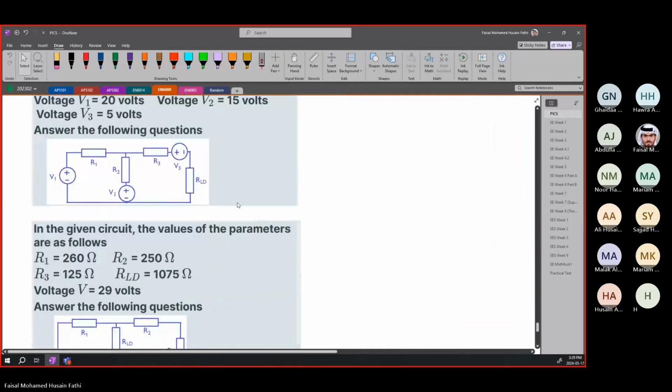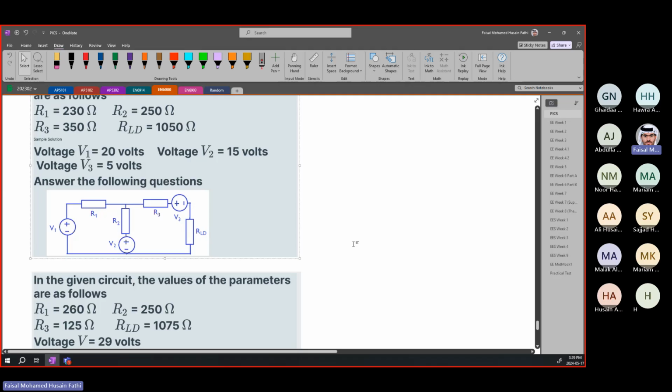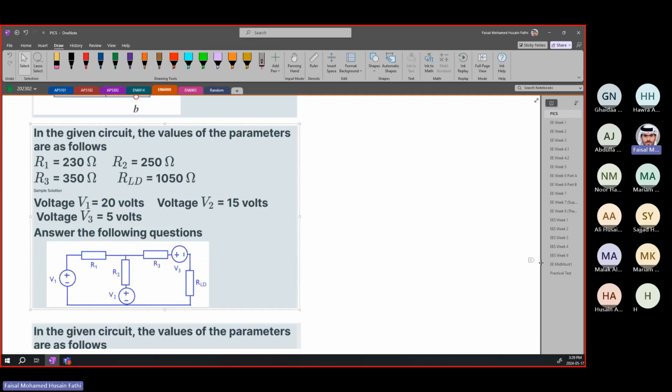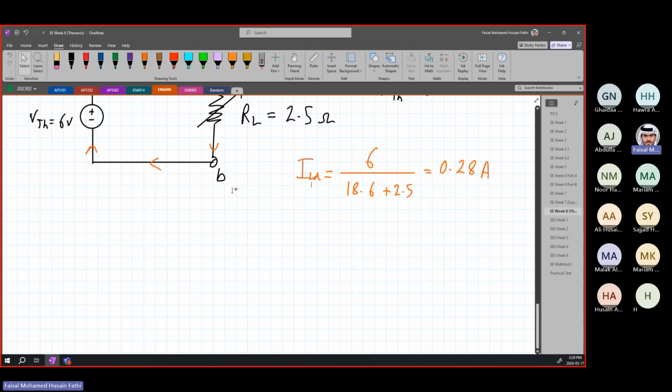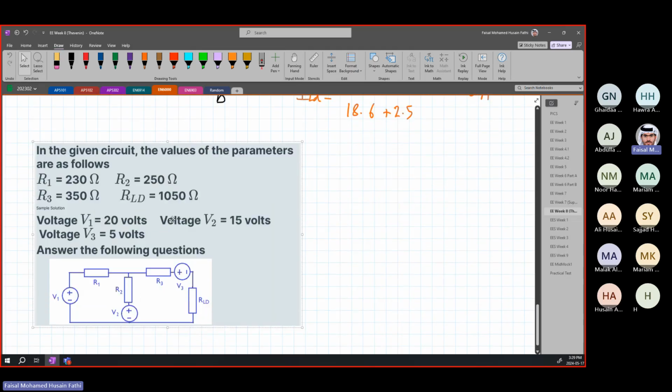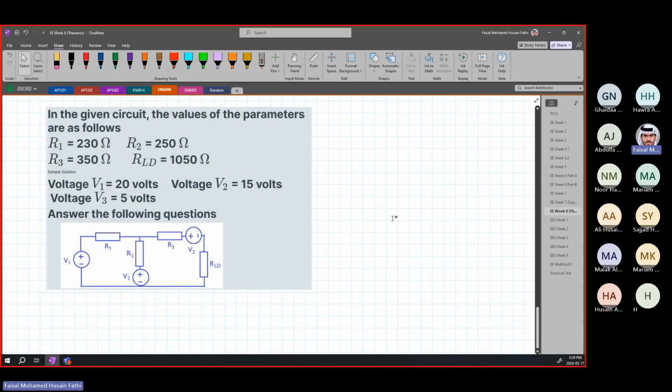So let's solve this question. Any questions, please ask now before I go into this question, because I want to go into this question and then I'm going to explain Norton very quickly as well.